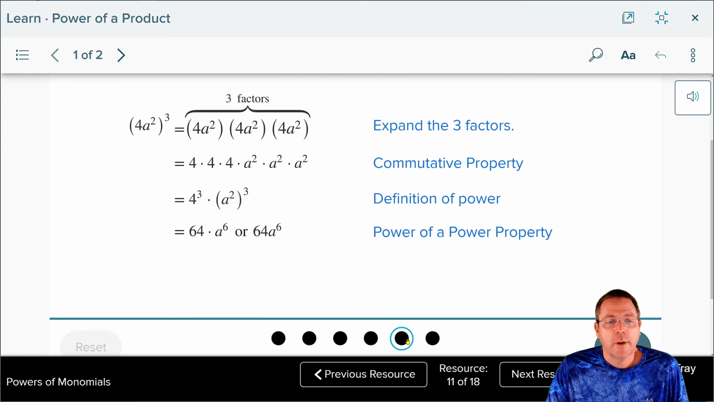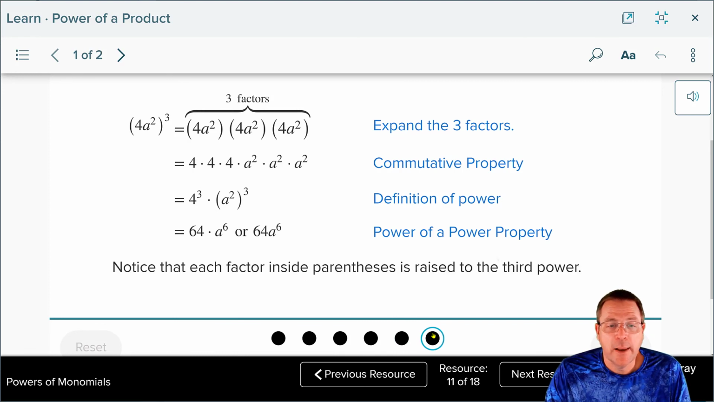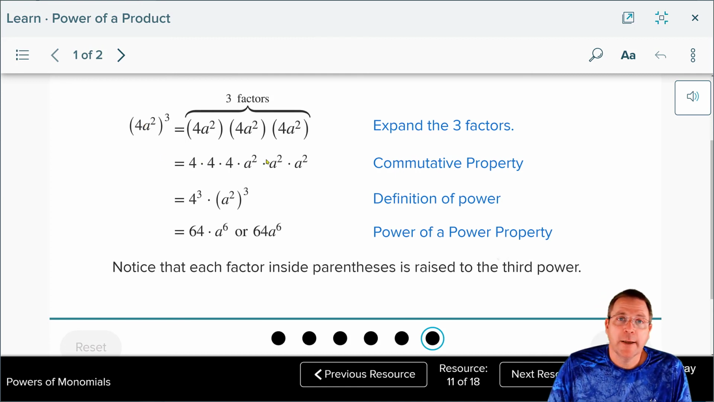So from that, all we have to do is do 4 cubed. That's 4 times 4 is 16, and then 16 times 4 is 64. And then next you have a squared times 3, which is a to the 6th. So your final answer will be 64a to the 6th. Now this is not how we're showing our work. This is explaining how the answer would work. It says notice that the factor inside the parentheses is going to be raised to a 3rd power. So everything that's inside your original parentheses, all of that gets multiplied by itself 3 times.